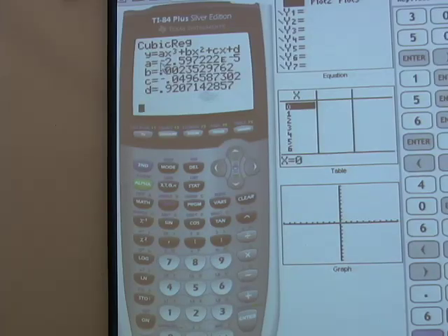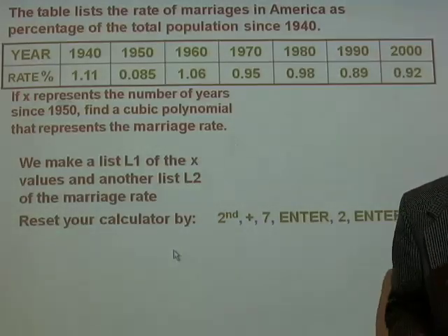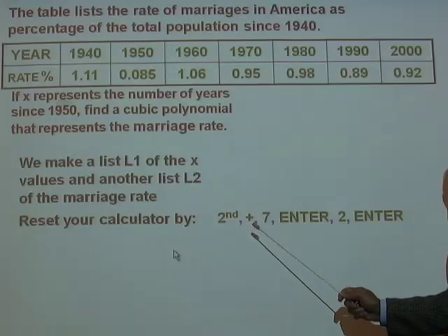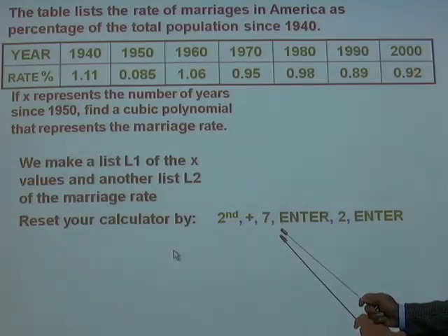So what is our polynomial? Our polynomial is negative 2.597 x cubed plus 0.00235 x squared minus 0.0496x plus 0.92. That is our polynomial function. We have now obtained the cubic polynomial function that represents how the marriage rate changes with time. Is that right? Okay.